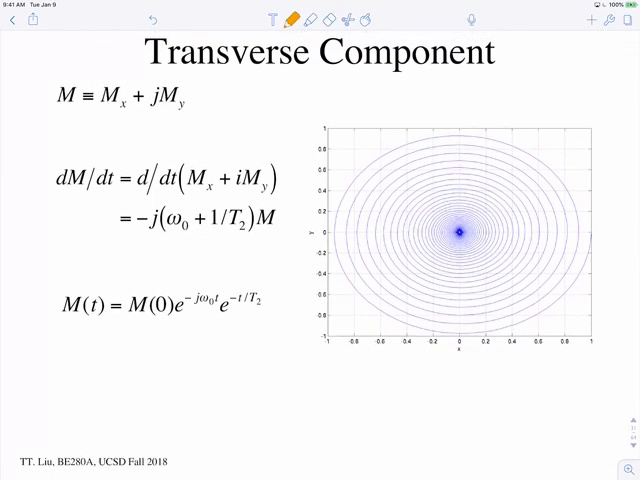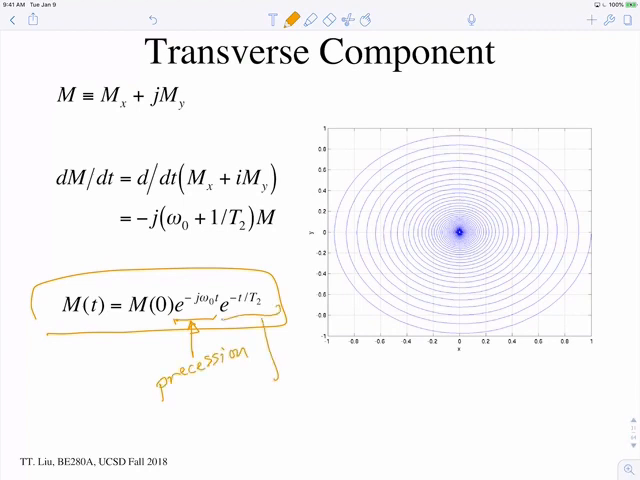The transverse part just follows this equation. This e to the minus j omega naught t is the precession we talked about before. And now this is the decay. So what you have is you start off here and you just follow this curve, and it's like a death spiral. That's what the magnetization does.